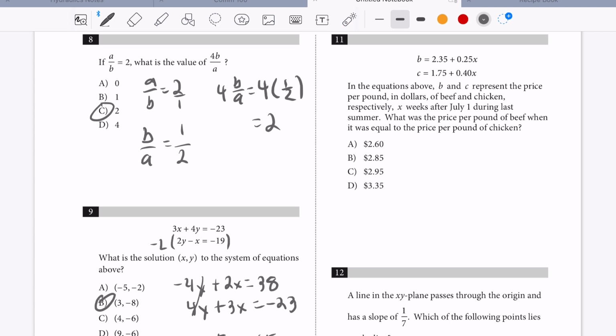Okay, and the equations above, B and C, represent the price per pound in dollars of beef and chicken, respectively, x weeks after July 1st during last summer. What was the price per pound of beef when it was equal to the price per pound of chicken?